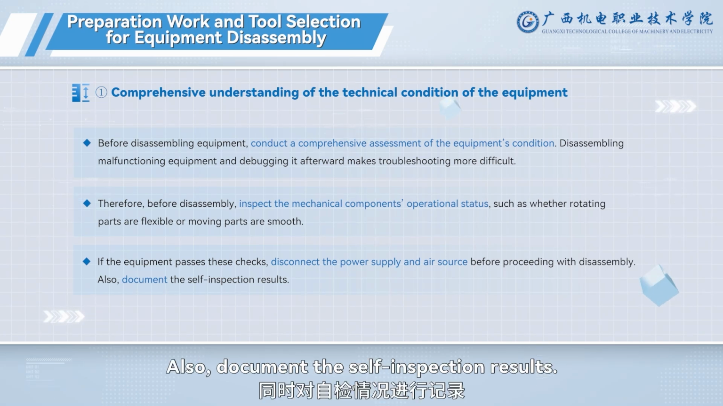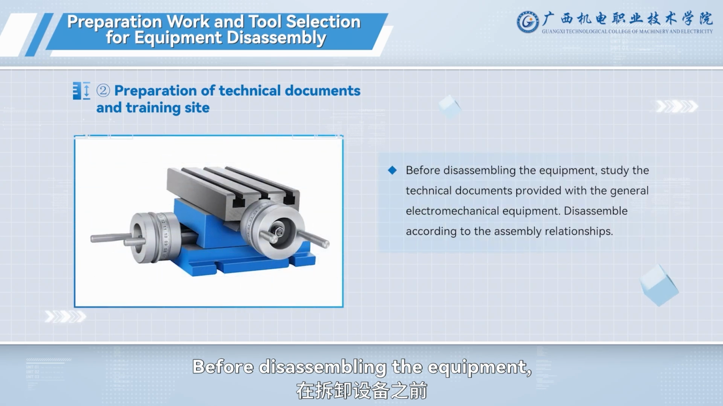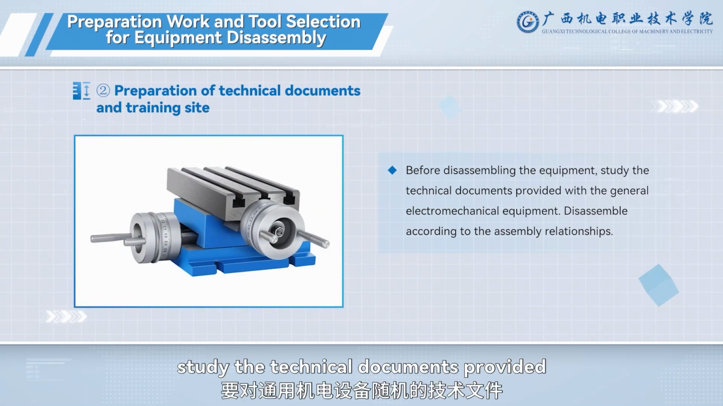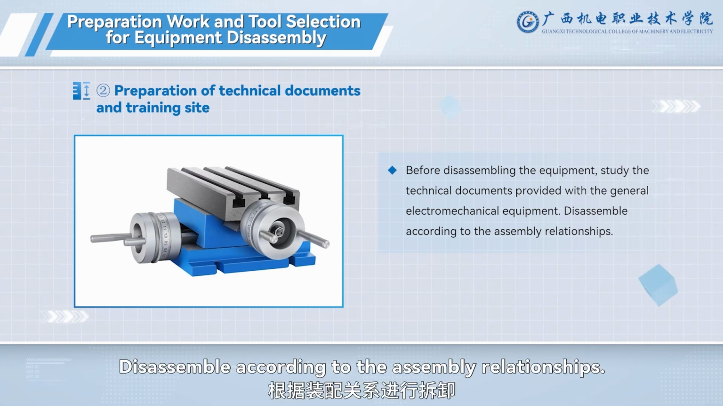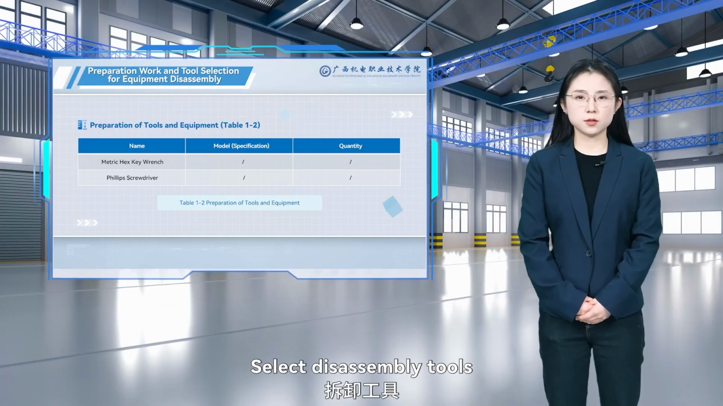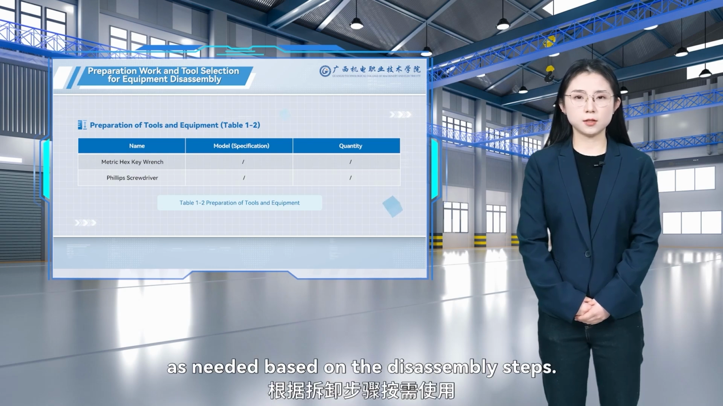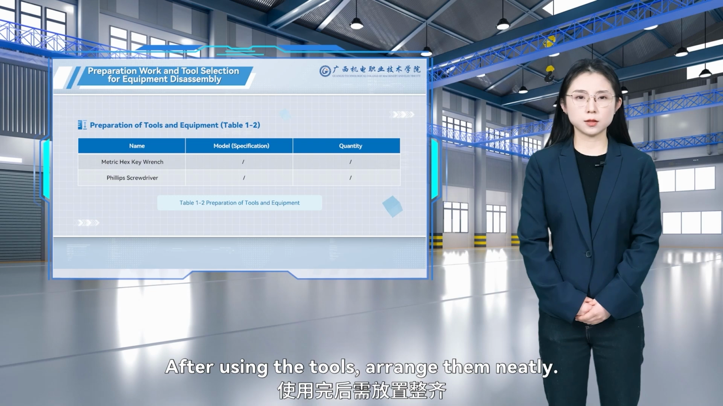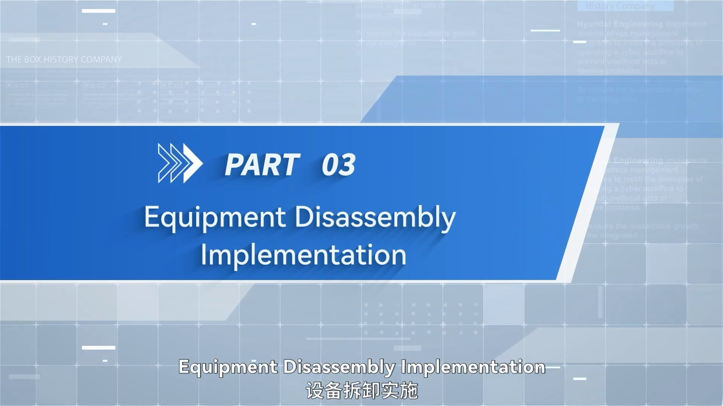Also, document the self-inspection results. Before disassembling the equipment, study the technical documents provided with the general electromechanical equipment. Disassemble according to the assembly relationships. Select disassembly tools as needed based on the disassembly steps. After using the tools, arrange them neatly. Part 3. Equipment disassembly implementation.